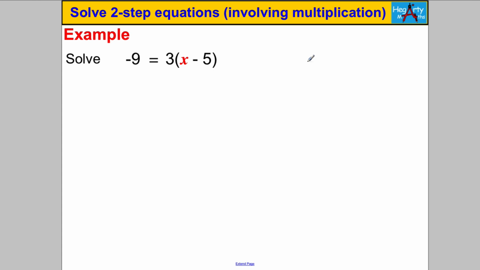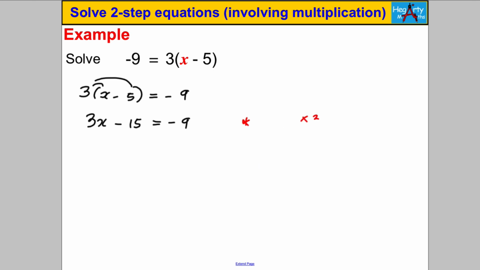Pause, have a go. Okay, first things first, when I see this, I like seeing the x's on the left. So I rewrite that as follows. I'm going to multiply out the brackets. I just find it easier. So I'm going to multiply out and say 3x subtract 15 is equal to negative 9. Now I'm going to think, at this stage, what happened to my x. I multiplied by 3 and then I subtracted 15. So to undo that, to go backwards, I'm going to add 15 and then I'm going to divide by 3.